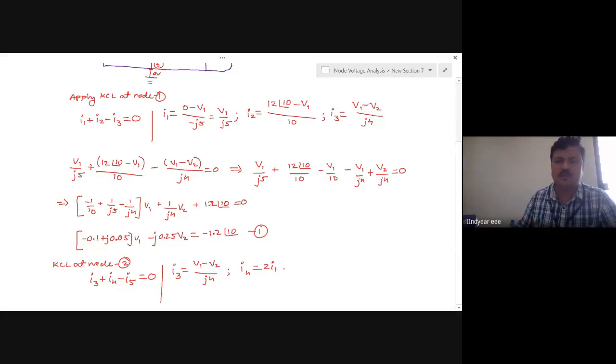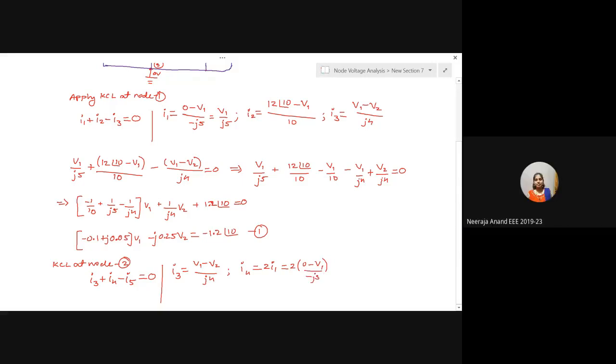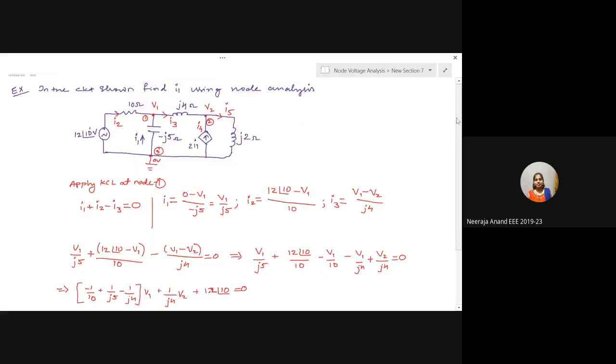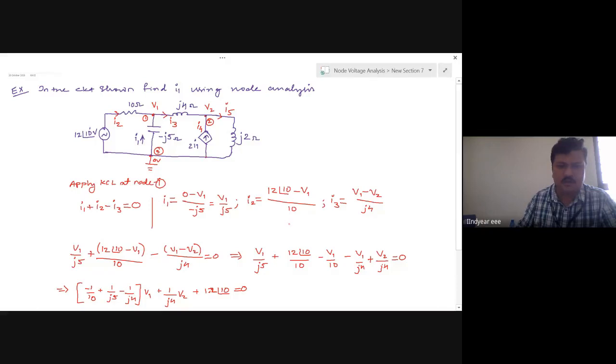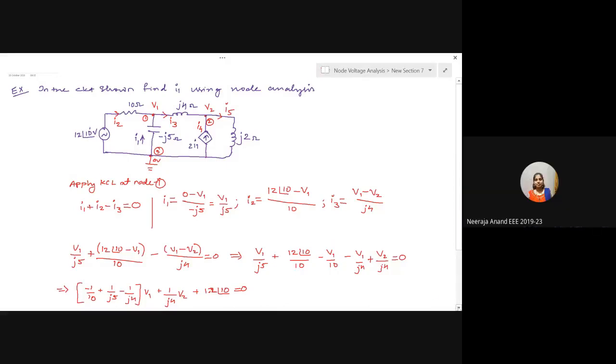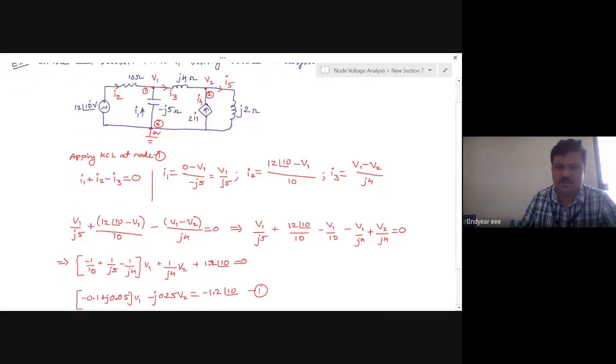But what is I1? It is (0 minus V1) divided by minus j5. Excuse me, sir, it is minus 12 at an angle 10, no, sir? You have written 1.2. Yeah, divided by 10 we have. Okay, this I have divided. 12 by 10 is 1.2.